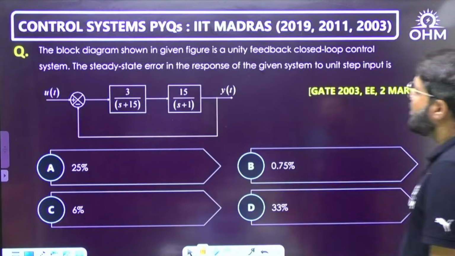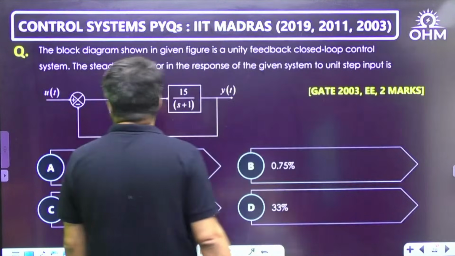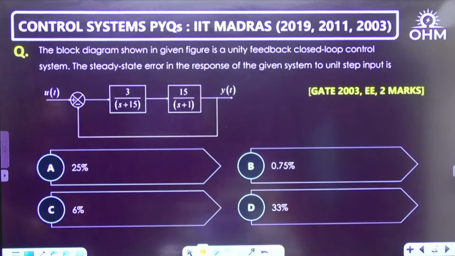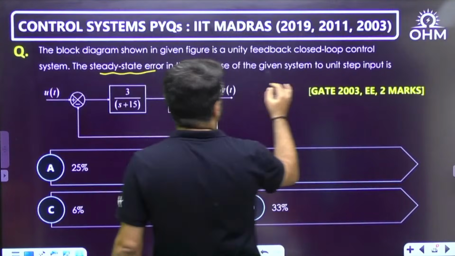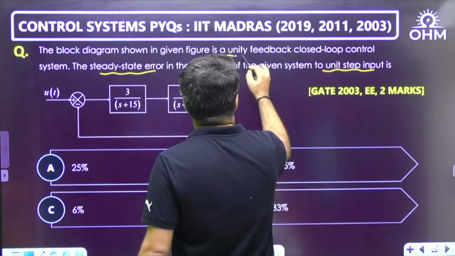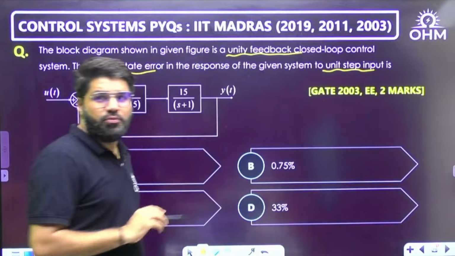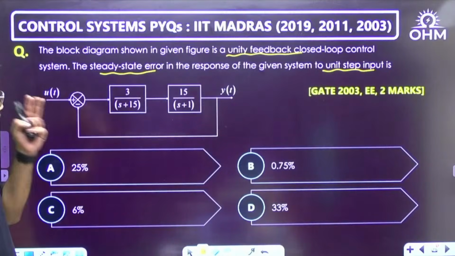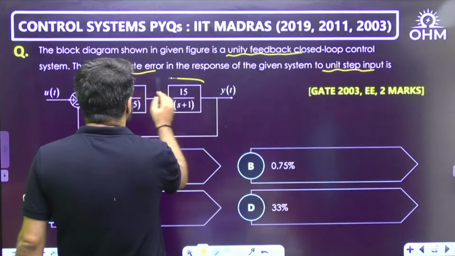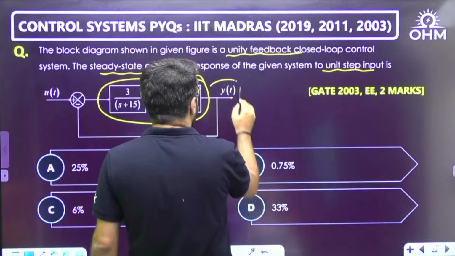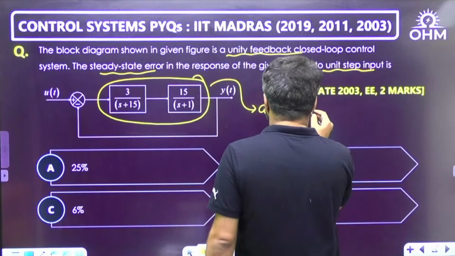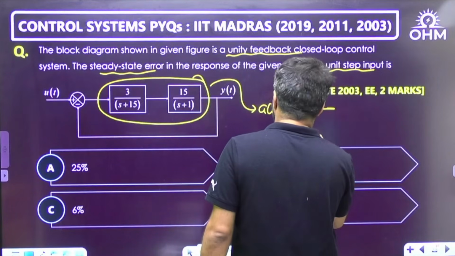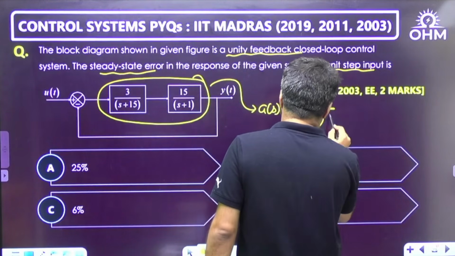The block diagram given in the figure is a unity feedback closed loop control system. The steady state error in the response of the given system to unit step input. Steady state error for unit step input, unity feedback is given. Very good. That's what we usually want for error analysis. Now if you see the overall G(s), because it is unity feedback, we can define the type of the system. Overall forward path, these two are in cascade, so 3 into 15, 45 upon (s plus 15)(s plus 1).